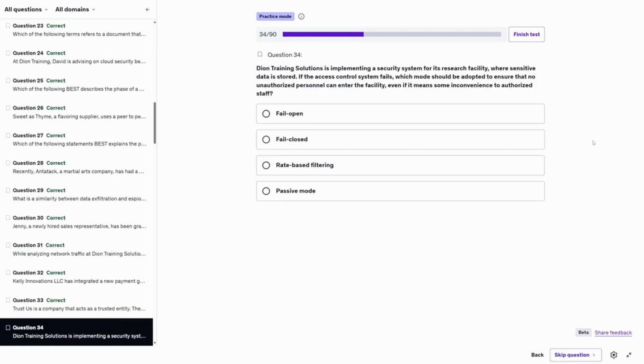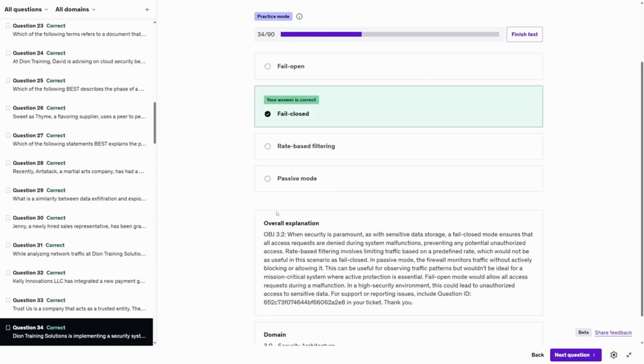Dion Training Solutions is implementing a security system for its research facility where sensitive data is stored. If the access control system fails, which mode should be adopted to ensure that no unauthorized personnel can enter the facility, even if it means some inconvenience to authorized staff? The correct answer here is fail closed. When security is paramount, as with sensitive data storage, a fail closed mode ensures that all access requests are denied during system malfunctions, preventing any potential unauthorized access. I'll leave up the other answers for a few extra seconds.